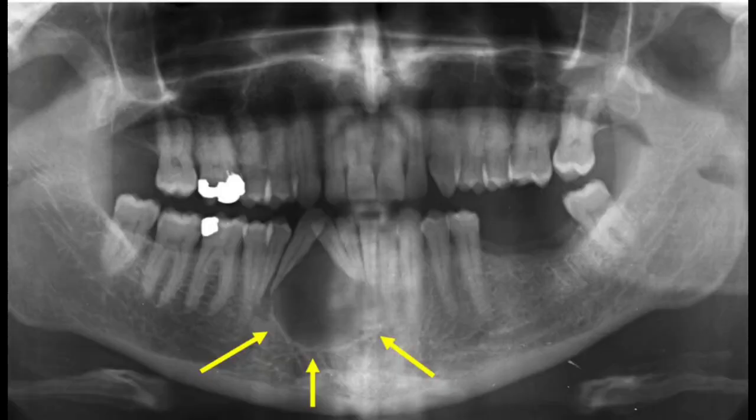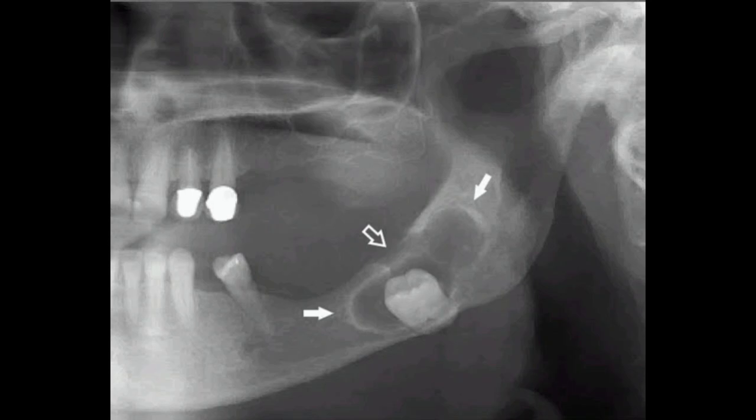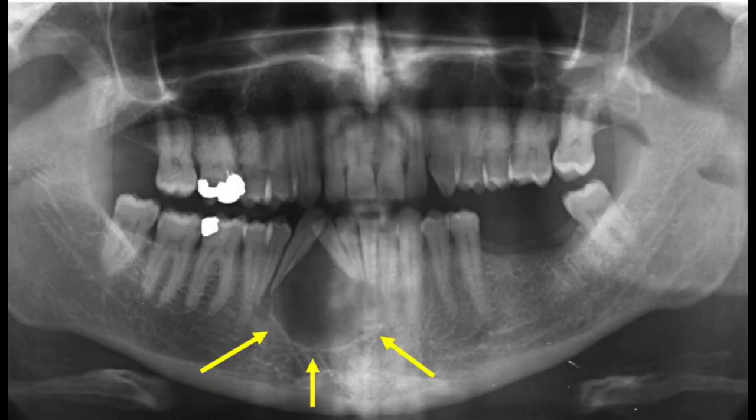Unilocular means one compartment. Here you can see a room-like structure, one room-like structure that is surrounded by a border, which is a corrugated border. This corrugated border is smooth. Now, what is a corrugated border?